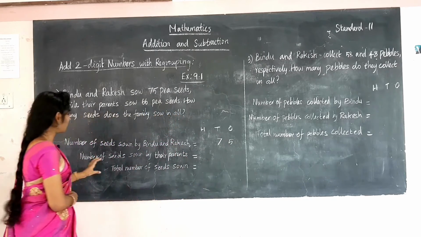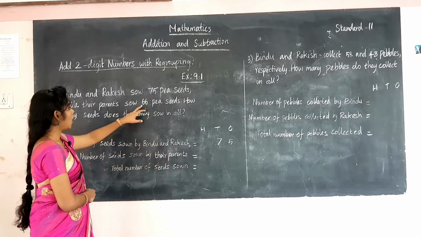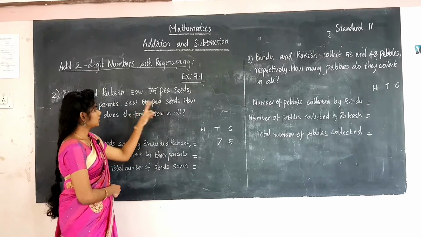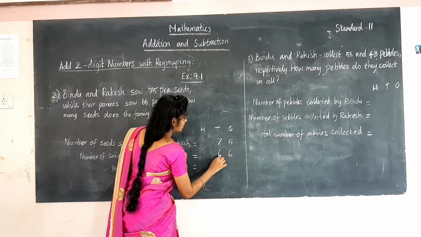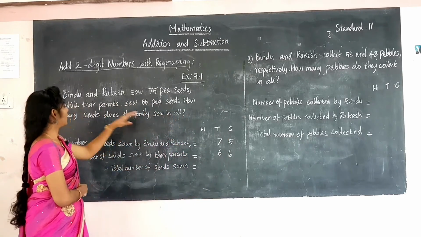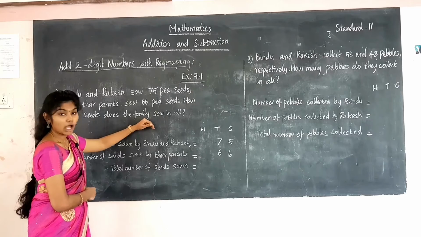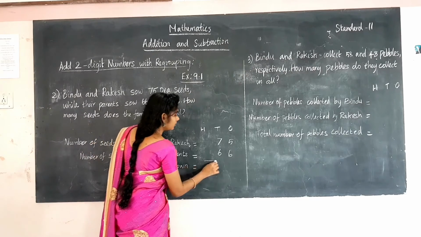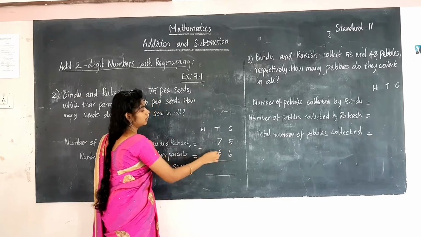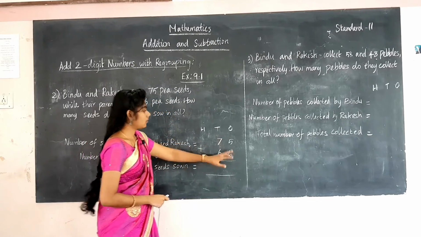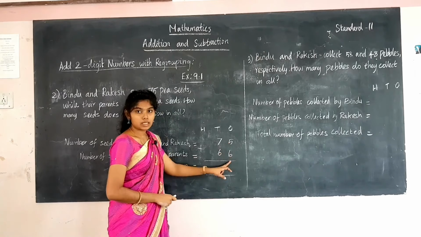And see the next, the number of seeds sown by their parents. How much? 66 pea seeds they sow. So write 66, 6 in ones and 6 in tens. Now we are going to find how many seeds they have sown in all. So to find that, we have to add the numbers, first in the ones place and then in the tens place. 5 plus 6. First we have to add the ones place number. 5 plus 6 is 11.